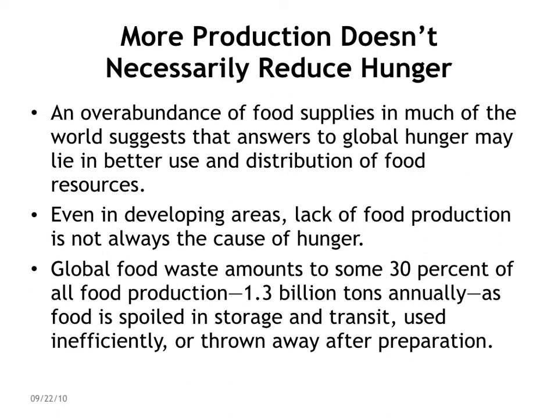Even in developing areas, lack of food production is not always the cause of hunger. There are also inefficiencies in food use. Global food waste amounts to some 30% of all food production, 1.3 billion tons annually, as food is spoiled in storage and transit, used inefficiently, or thrown away after preparation. We also prefer inefficient foods, particularly meats that require 4 to 10 times as much animal feed as is produced in meat.